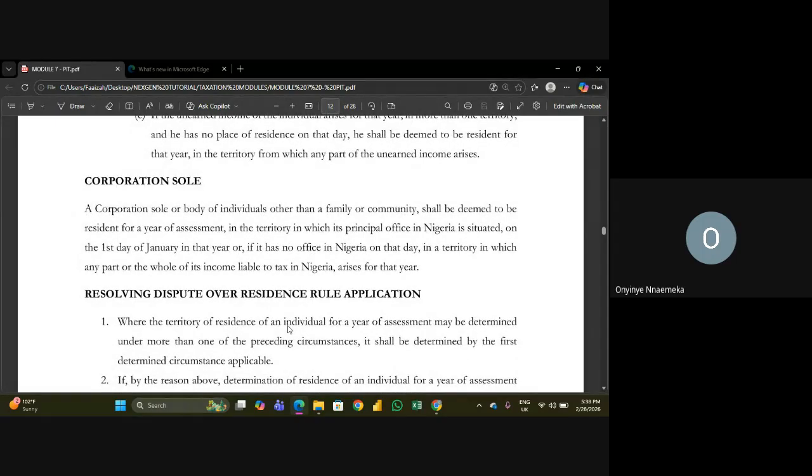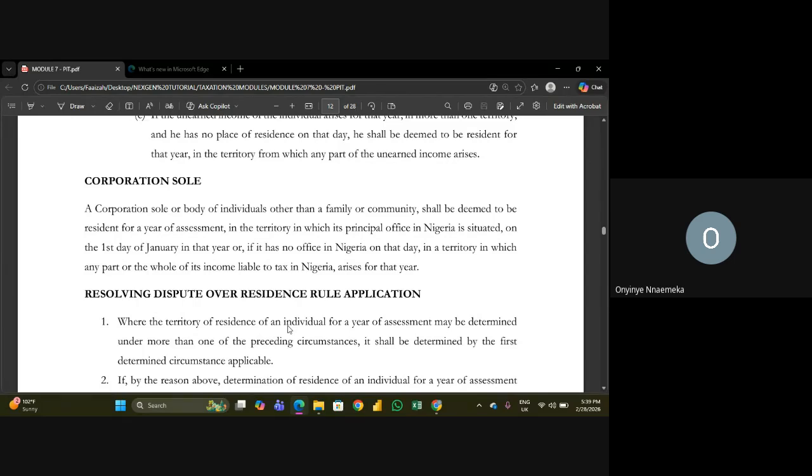Corporation sole. A corporation sole or body of individuals other than a family shall be deemed to be resident for a year of assessment in the territory in which its principal office in Nigeria is situated on the 1st day of January of the year. If it has no office in Nigeria on that day, in a territory in which any part or the whole of its income liable to tax in Nigeria arises for that year.